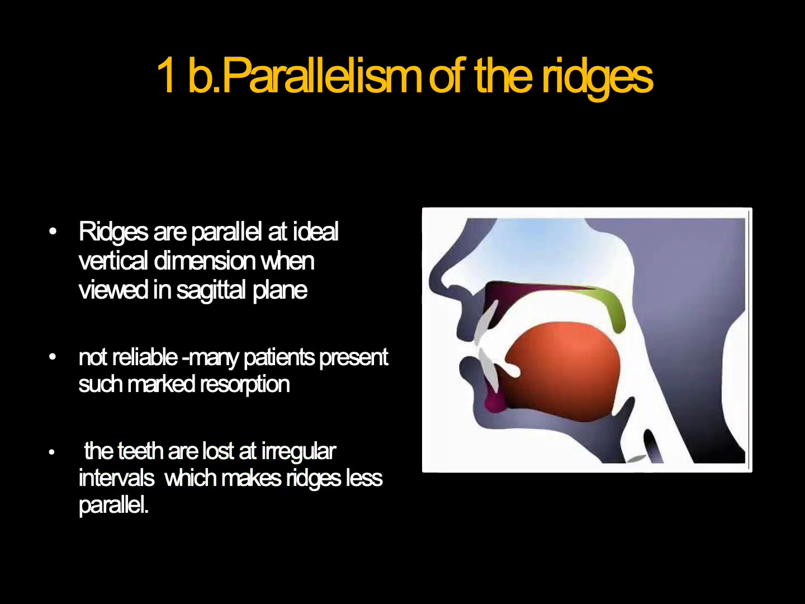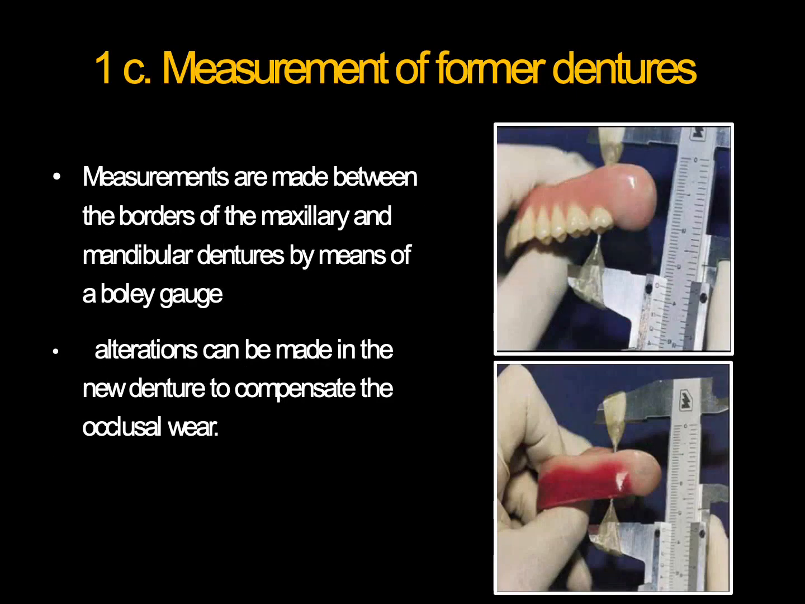single complete dentures. Moving on to parallelism of the ridges, they are usually parallel at an optimal condition when the vertical dimension is viewed in a sagittal plane. However, it is not a reliable technique in many patients because they have a marked amount of ridge resorption and the parallelism would have been lost. Apart from that, the teeth would have been lost at irregular intervals, making ridges less parallel.